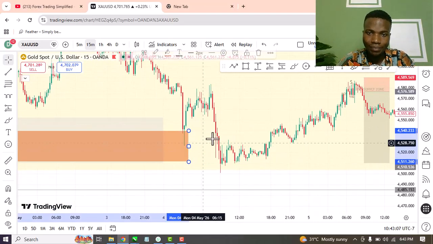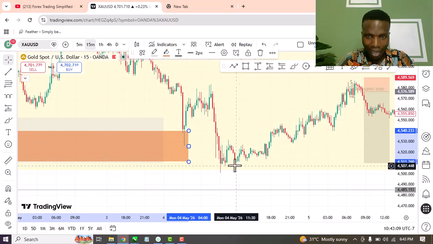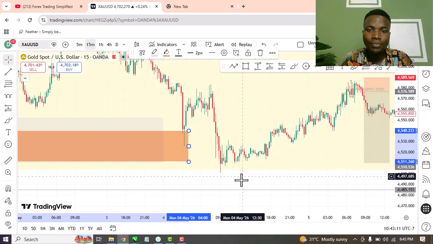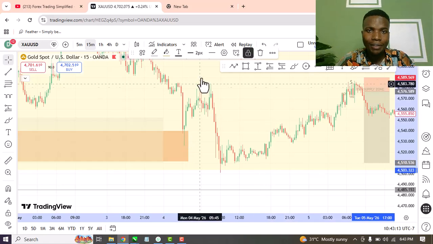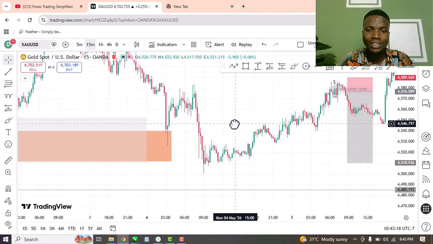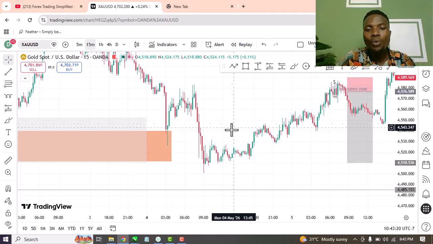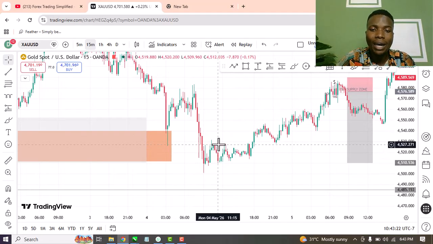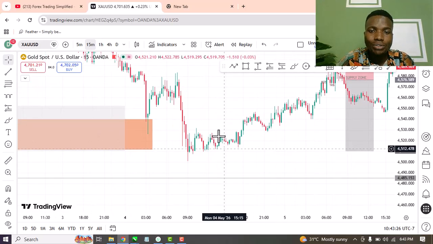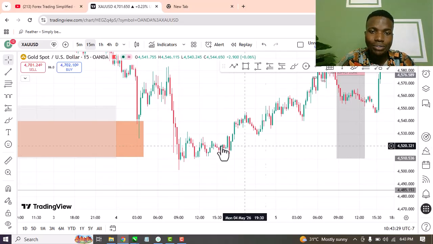That is the understanding. So we know that this is the demand zone, right? This is the demand zone. I think I should delete this, because now this is very clear. Now we want to look out for our confirmation candle. So where is our confirmation candle here?